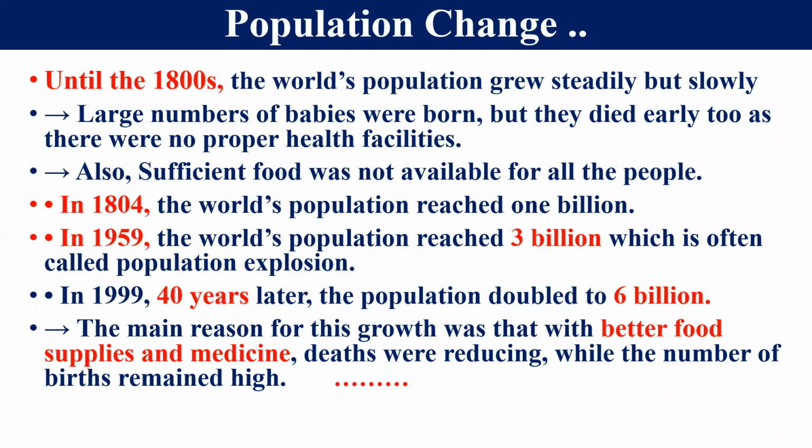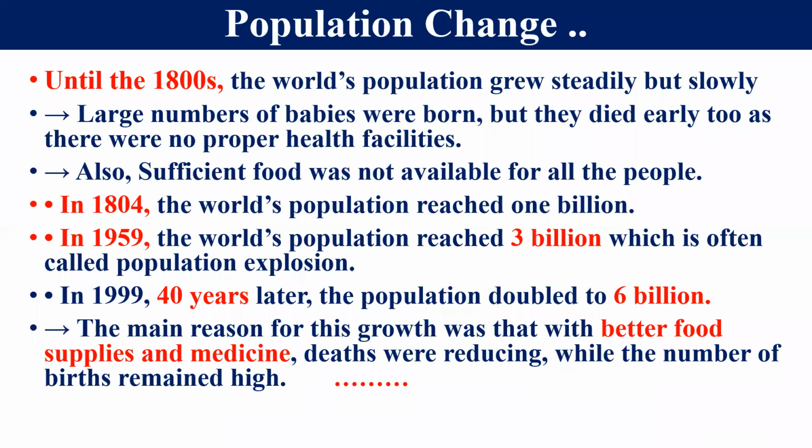If we think about the main reason for this, it was just better food supply and better medical facilities, due to which the death rate was reduced, while the birth rate remained high. This was the basic reason. We have discussed some important facts about population change.